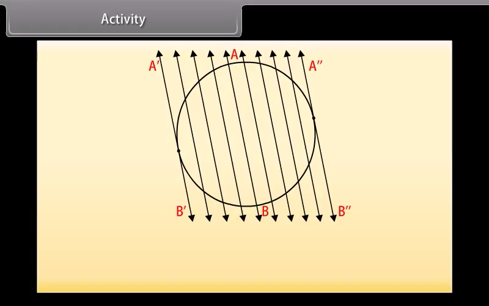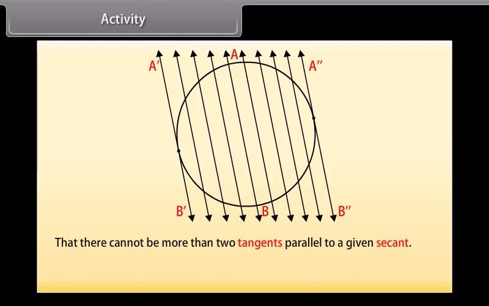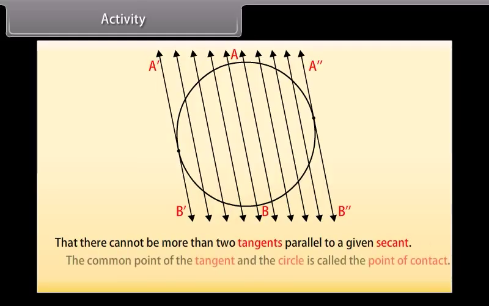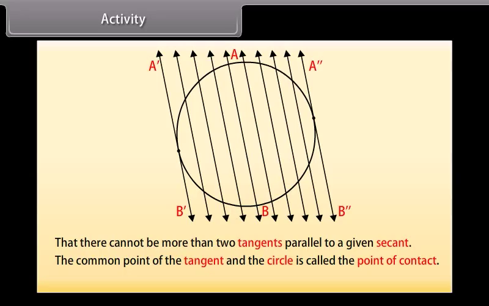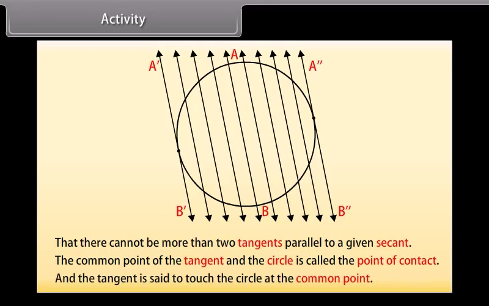Now look at the positions A'B' and A''B'' of the secant. These are the tangents to the circle parallel to the given secant AB. We can also observe that there cannot be more than two tangents parallel to a given secant. The common point of the tangent and the circle is called the point of contact, and the tangent is said to touch the circle at the common point.